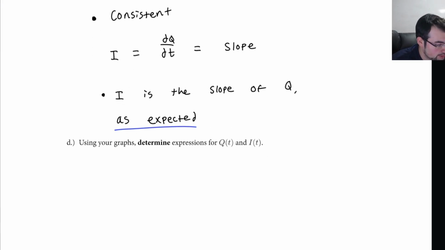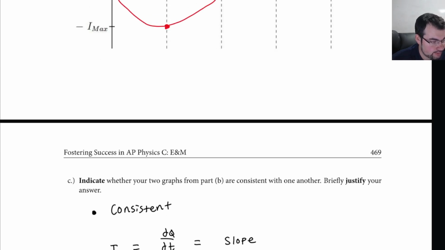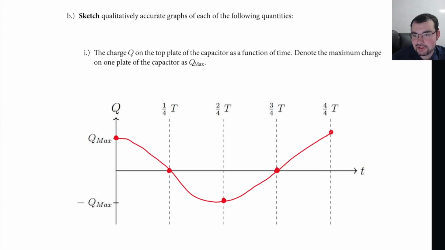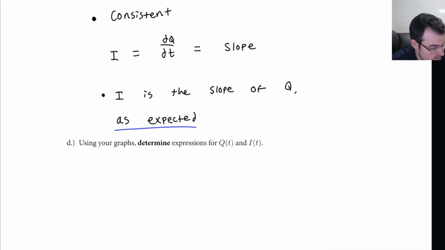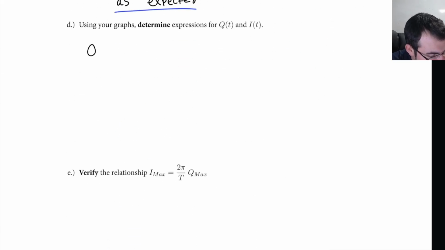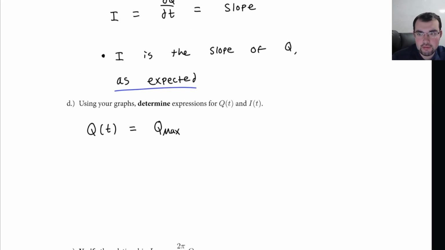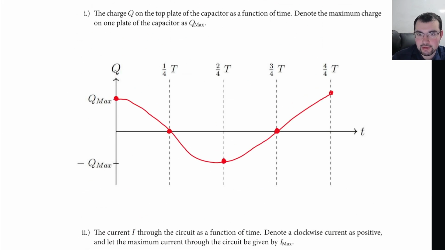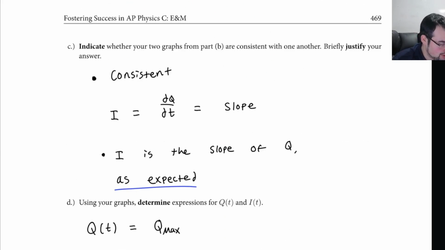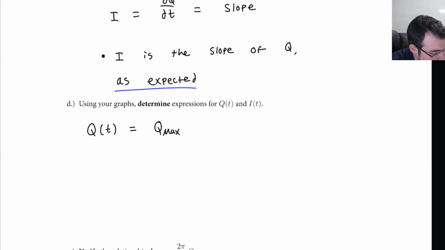Using our graphs, determine expressions for Q and I. Okay, so we know they're trig functions, and we also know their amplitude. So let's begin with Q. Q is equal to Q max. Then we have to pick what trig function to use. Well, look at the graph of Q. The graph of Q is maximized at the start. So the trig function that's maximum at the start would be cosine. And we know it's going to have some sort of angular frequency omega.